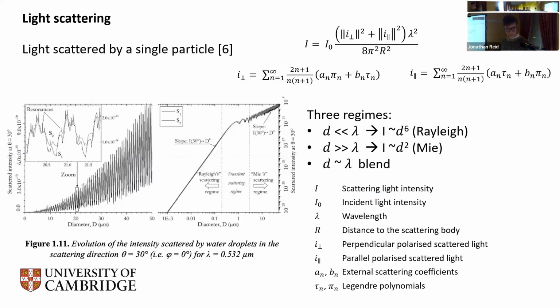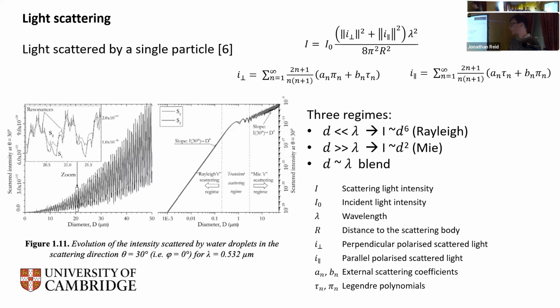In terms of the light scattering, there are 3 regimes of light scattering that exist that we care about. If particles are very small compared to the wavelength of light, they follow an intensity that goes as d to the 6, that's Rayleigh scattering.